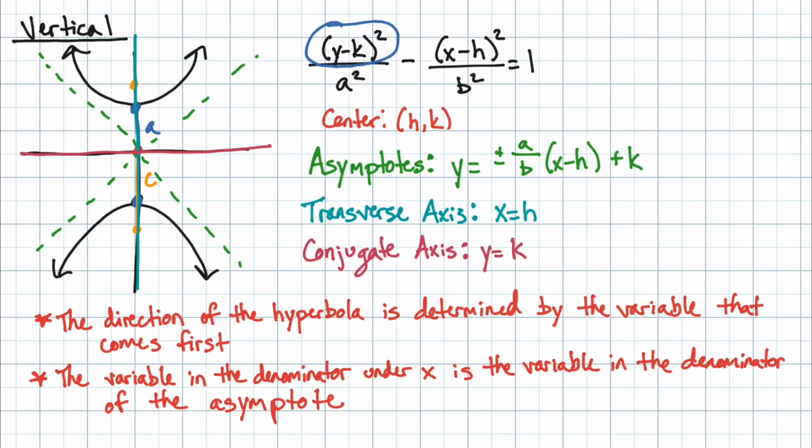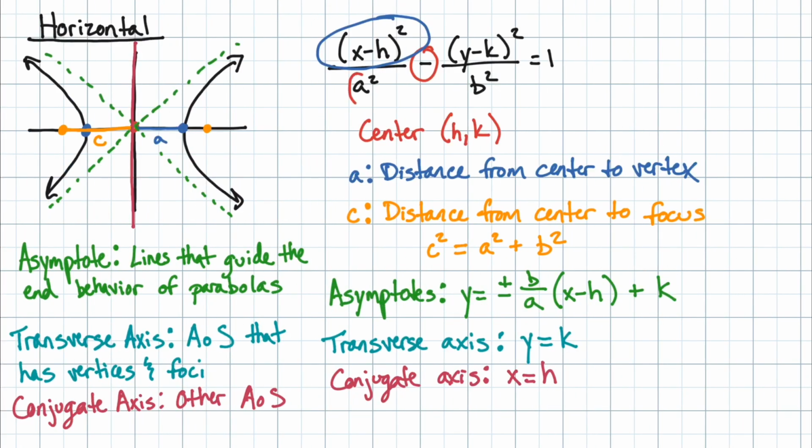So that way I don't have to remember the A and B. I'm just looking at x, that's the one in the denominator. So for example here, I see that it's B underneath x. Well, hey, look, it was B in the denominator. If I look at my other equation, the horizontal one, it's A in the denominator under x. It's A in the denominator of the asymptote.